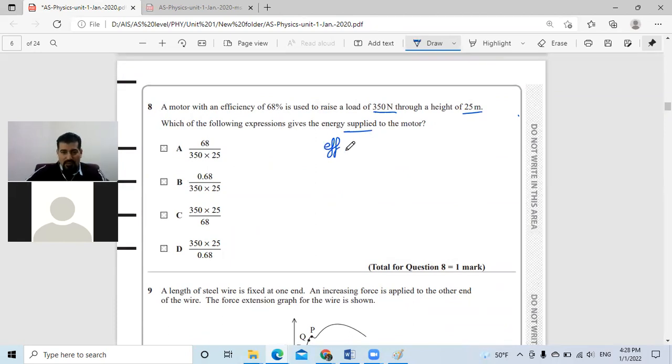Now we know that efficiency equals energy out divided by what? Energy in. They ask about the energy in, so the energy in is equal to the energy out, which is force times distance, or mgh. So it's 350 multiplied by 25 divided by how much? Divided by 0.68, or 68% multiplied by 100%. You can remove this one. So the answer is what? It's 0.68. Yes. So the answer is D.